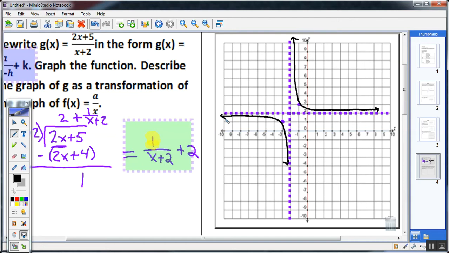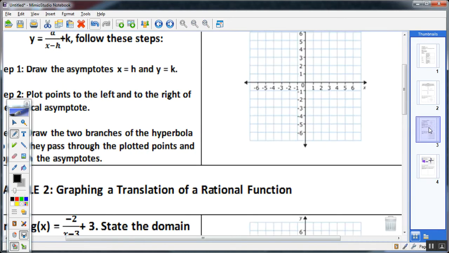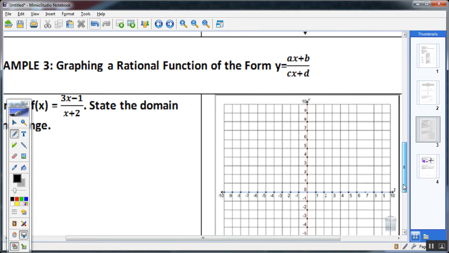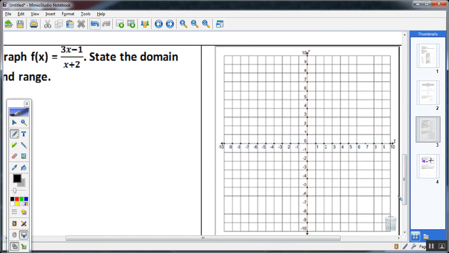How do you figure that out? Okay, I'm going to go back to example 3. I think this will answer your question better. You guys have example 3 down, right? We don't have it graphed yet? Sweet, no problem. Let's talk about it.